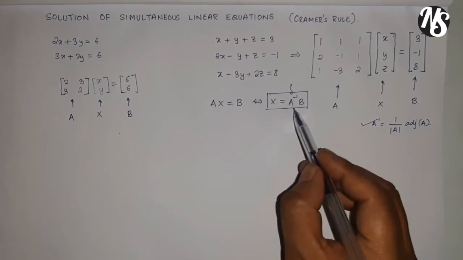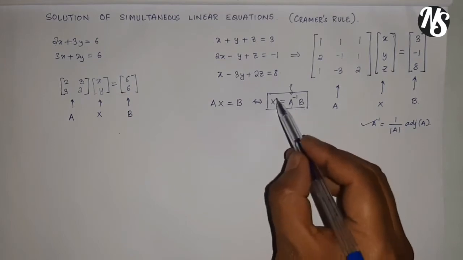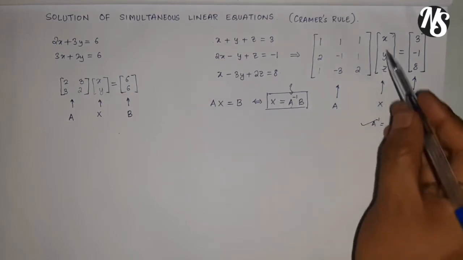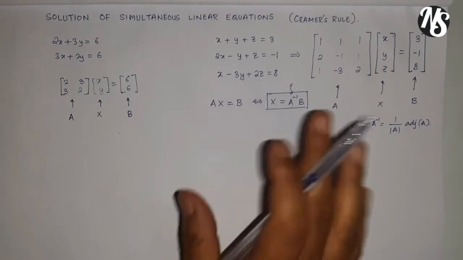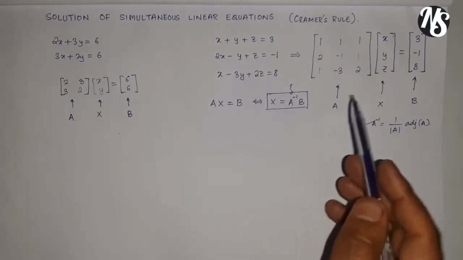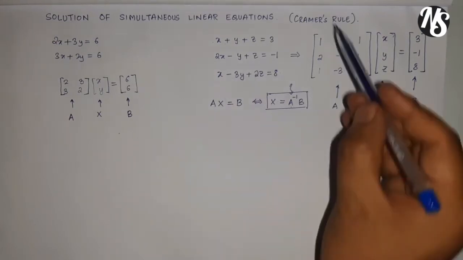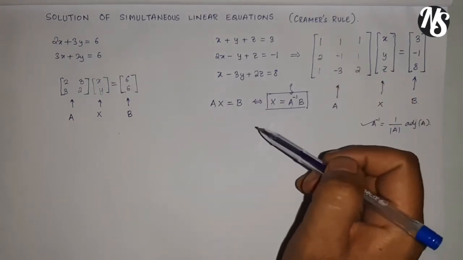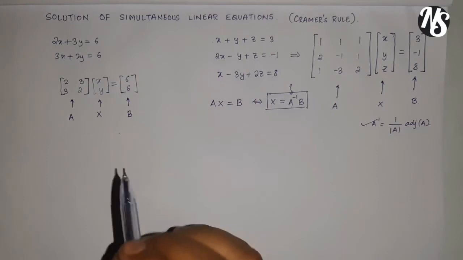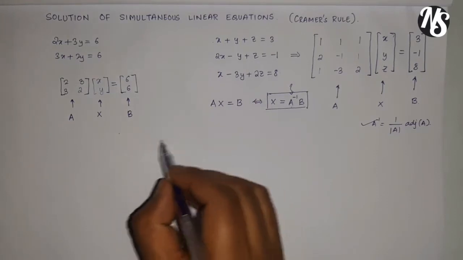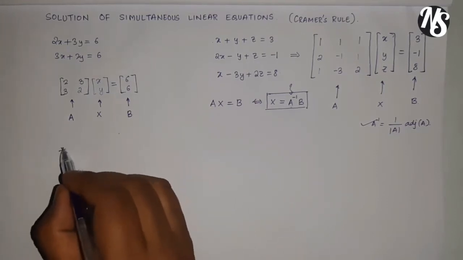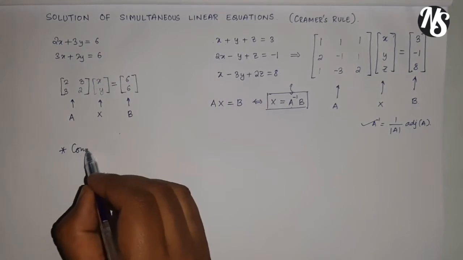See here, inverse is also a matrix, so matrix and matrix multiplication gives you the value of x, that is this particular matrix. So this is how we find the solution of given linear equations using Cramer's rule. Now here also you have got a few conditions to remember. First and foremost, let's understand the meaning of consistency.